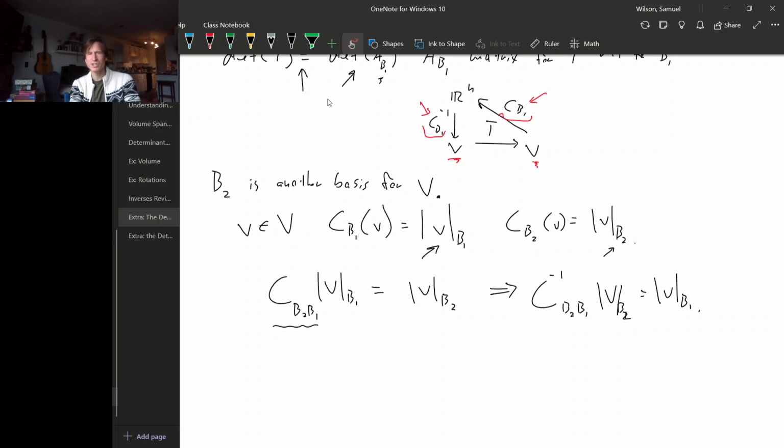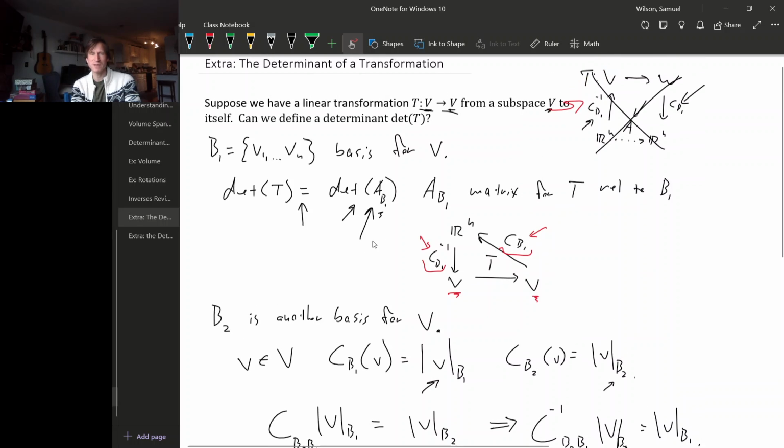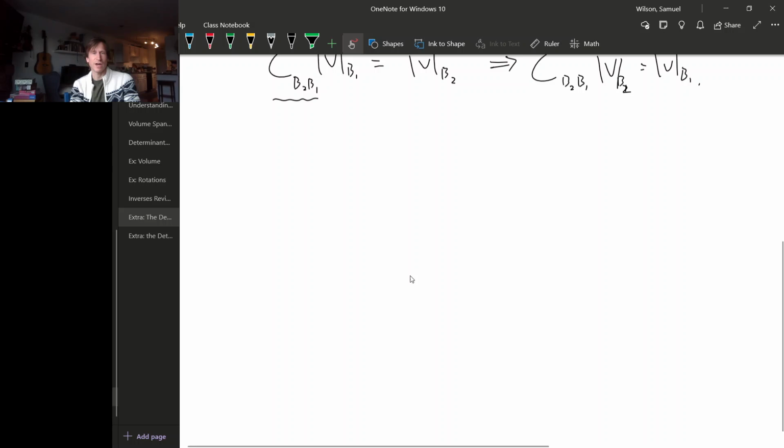Okay, now what we're going to do is figure out, so we have this matrix relative to the first basis. What we're going to do is figure out the matrix for this linear transformation relative to the other basis, B2. Okay, so we have this matrix for the linear transformation relative to B1. But what does that mean?